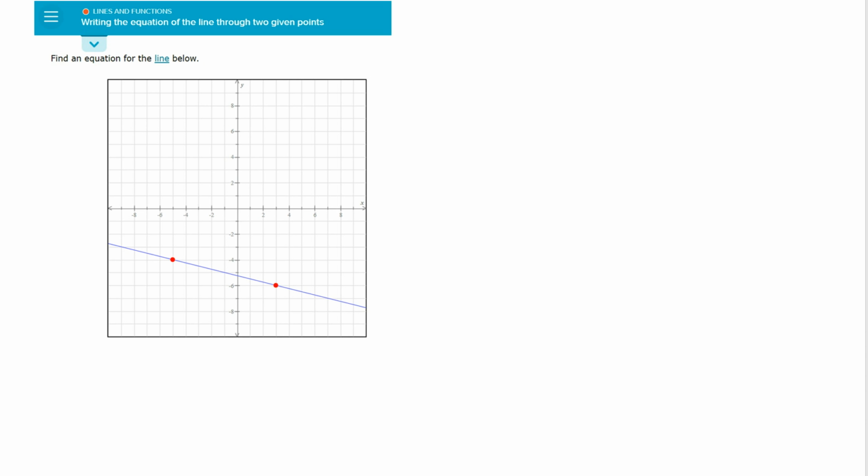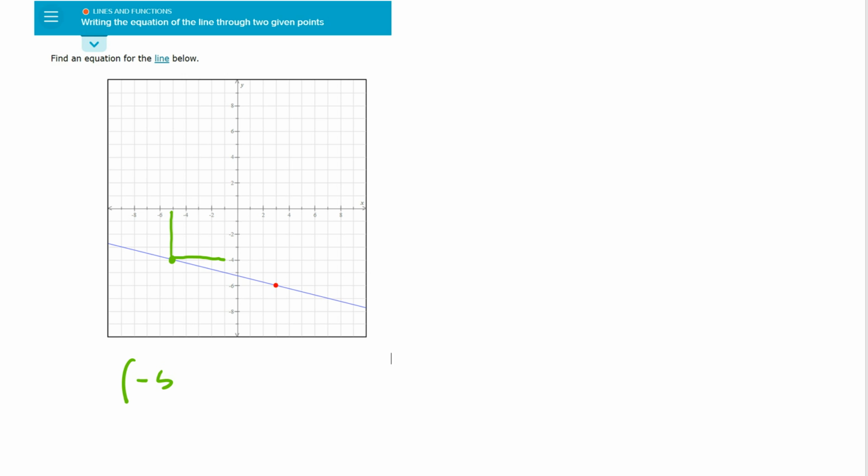Okay, they're wanting you to write the equation of the line through two given points. You can see the given points in those little red dots. This point right here, which I've now made green, has an x coordinate of -5 and a y coordinate of -4.